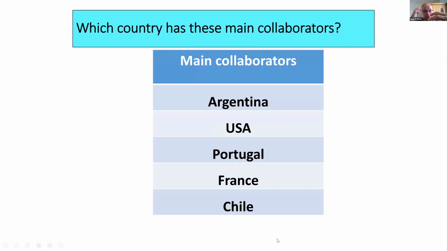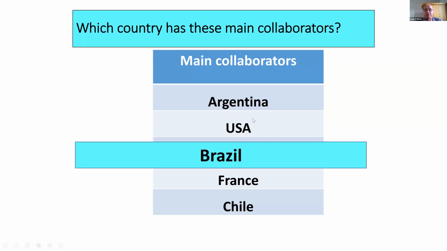I have one other example. Here we have a country that collaborates with Argentina and with Chile, but also with Portugal, and also with the USA, but USA appears on many maps, and France as well. I don't know whether you can think of which country is being represented here, but the answer is it's Brazil, because Brazil speaks Portuguese language, and that explains the link with Portugal. And moreover, Chile and Argentina are actually neighboring countries.